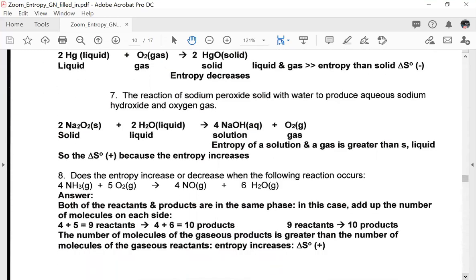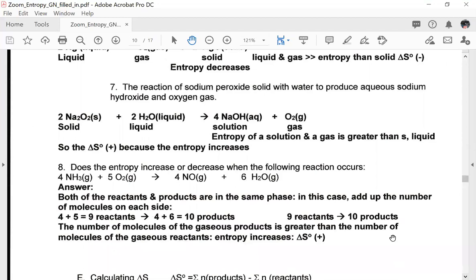Okay, so now we're going to look at another example. The question is giving you the balanced equation and asking, does the entropy increase or decrease when the following reaction occurs? We've got 4 ammonia gas plus 5 oxygen gas goes to 4 NO gas plus 6 water gas.